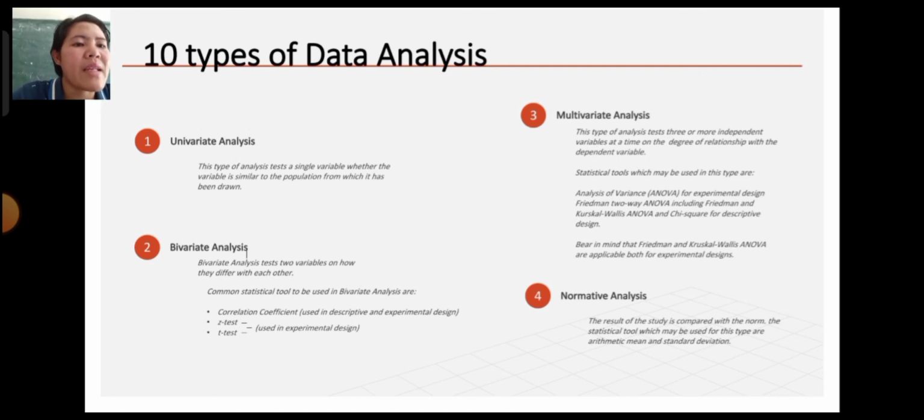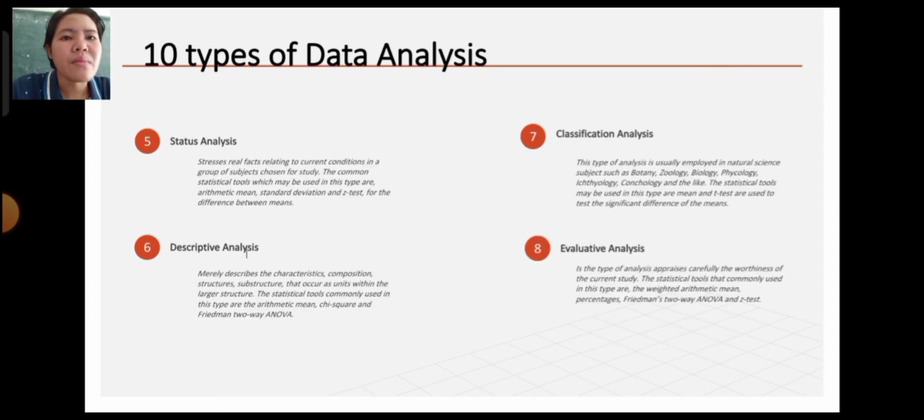Okay, normative analysis. The result of the study is compared with the norm. The statistical tools which may be used for this type are arithmetic mean and standard deviation. The status analysis stresses real facts relating to current conditions in a group of subjects chosen for study. The common statistical tools which may be used in this type are arithmetic mean, standard deviation, and z-test for the difference between means.